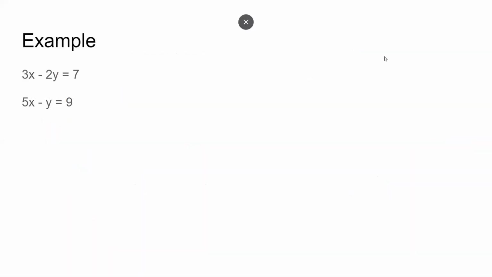Okay, so let's do an example here. We have 3x minus 2y equals 7 and 5x minus y equals 9. We want to solve for a variable here, and since we already have a y here, it's probably easy to solve for y. So let's do that. If we want to rewrite this, we can add y and subtract 9. We have y equals 5x minus 9.